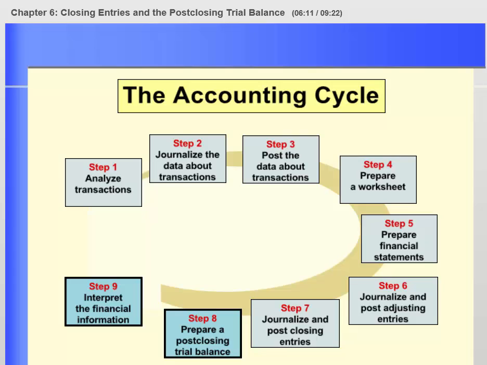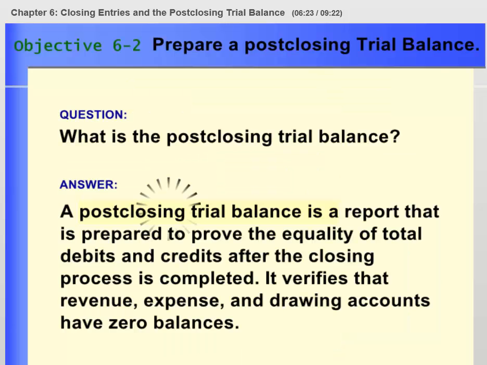We need to prepare another trial balance, called the post-closing trial balance. Step 8 is to prepare a post-closing trial balance, and Step 9 is to interpret the financial information. The post-closing trial balance is prepared after the closing process. It contains only the permanent accounts which were not closed at the end of the period. It proves that debits still equal credits, and that all temporary accounts were closed to zero.